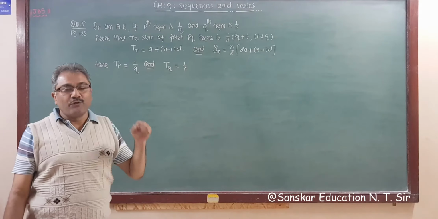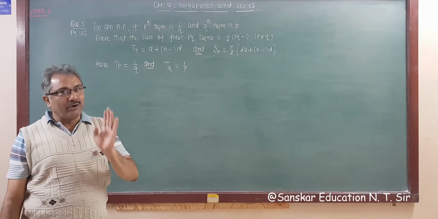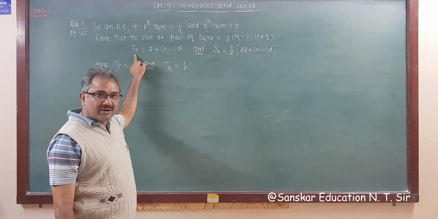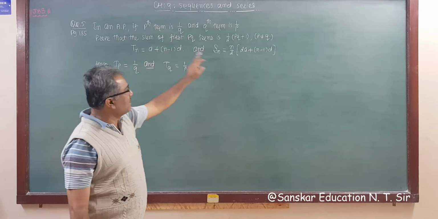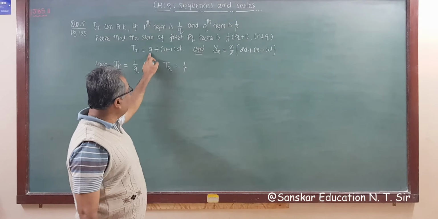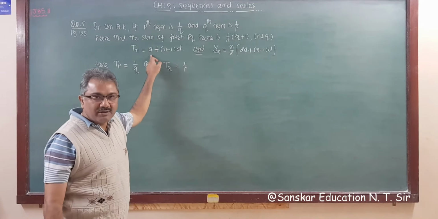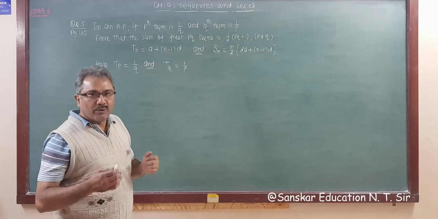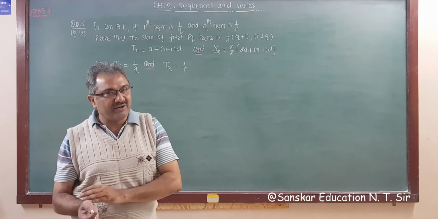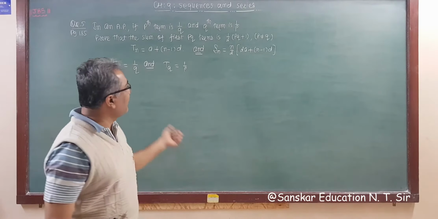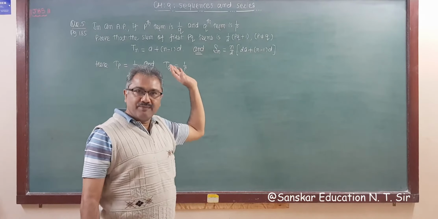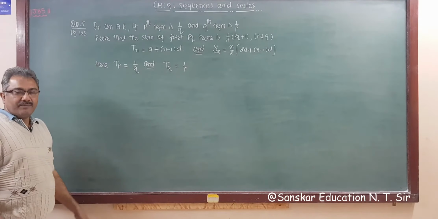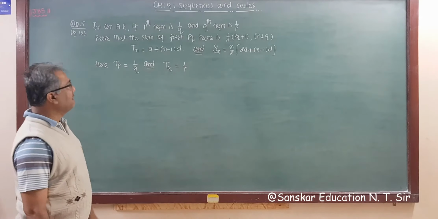For that, what do we require? If you want to find out a term or a sum, you always need a and d, that is, the first term and common difference. If we know the first term and common difference a and d, then we can find out either the term or the sum. So our target is to find out the first term and common difference.